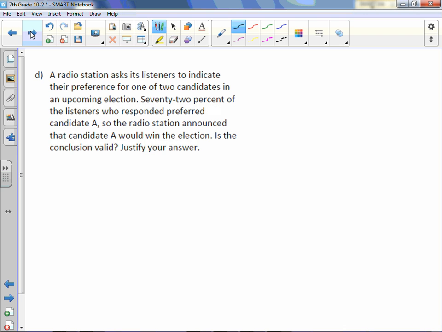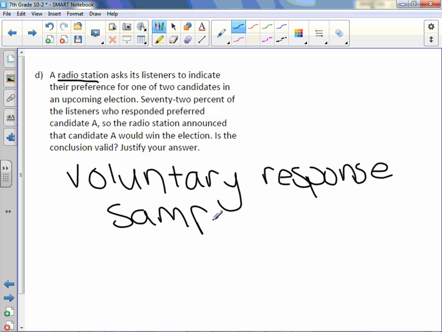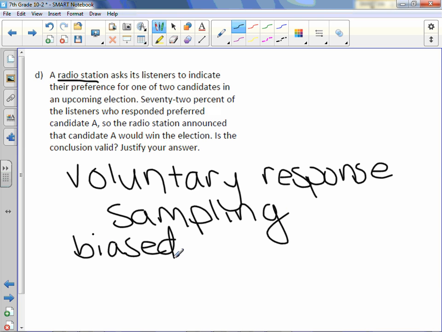Okay. So it's a radio station asking listeners to indicate their preference. They're asking people to call in. This is a voluntary response sampling, which means it is biased, which means it's invalid or not valid.